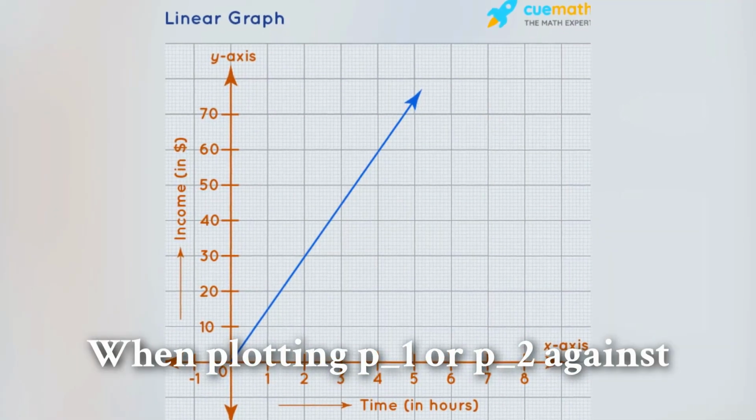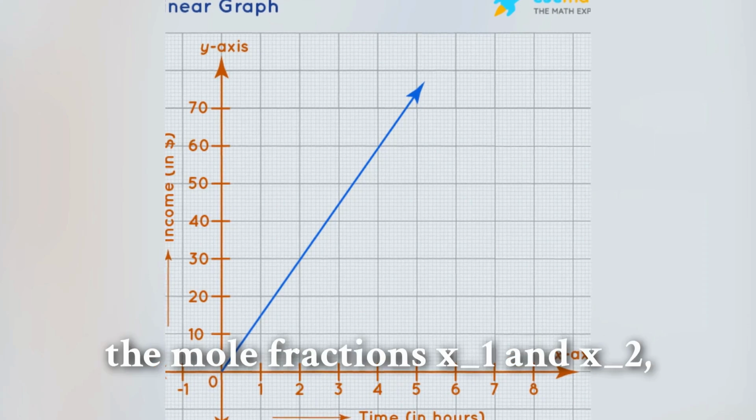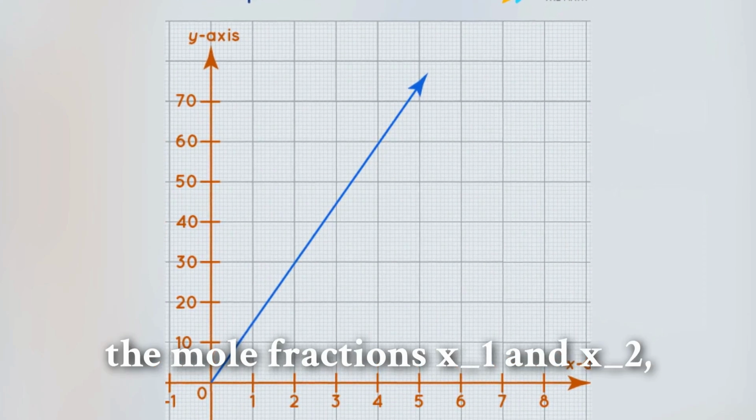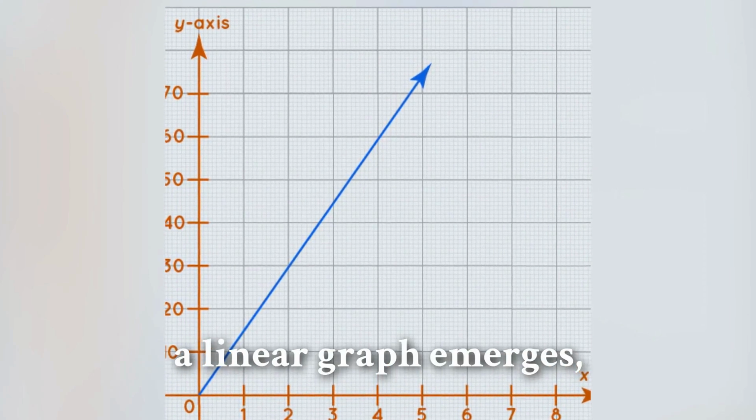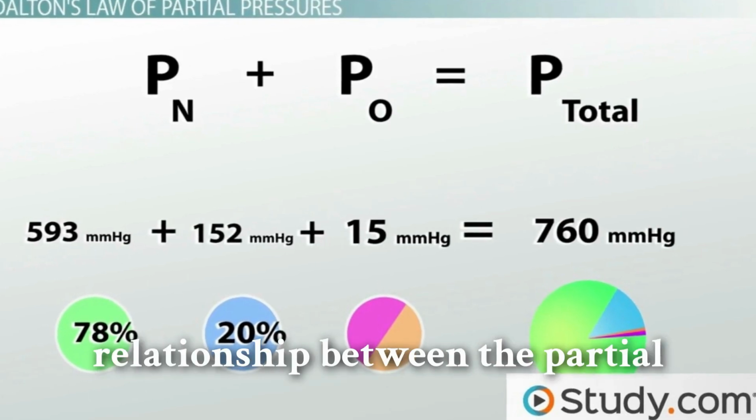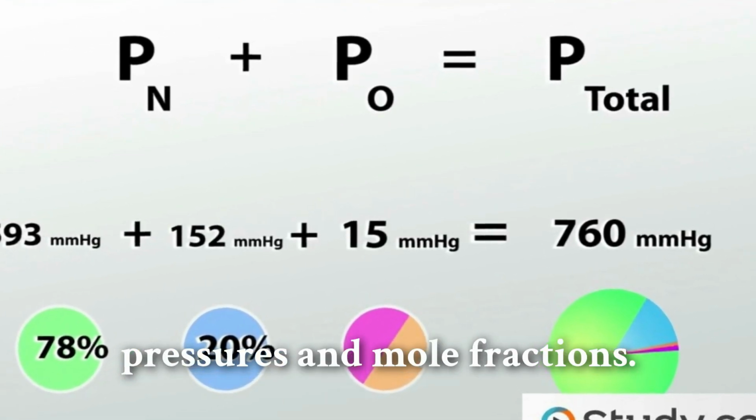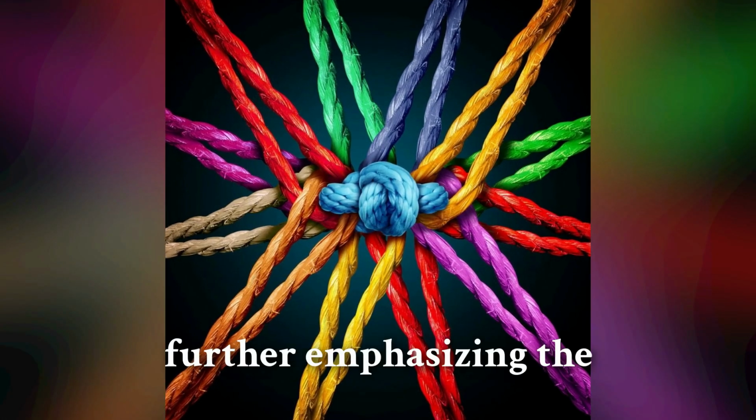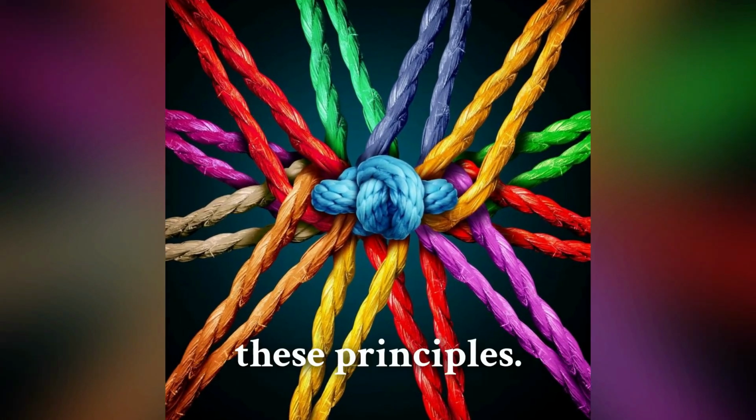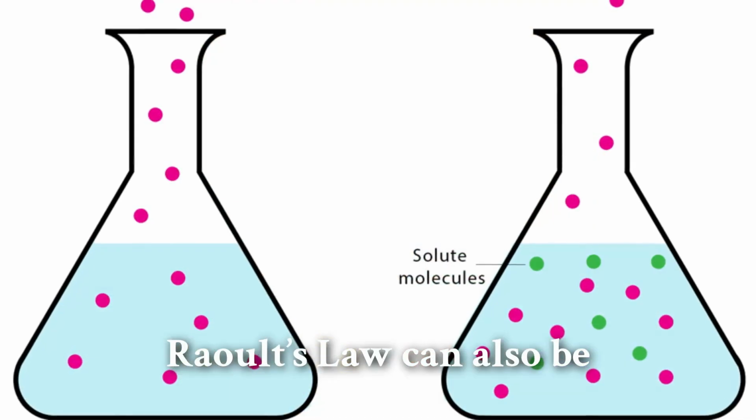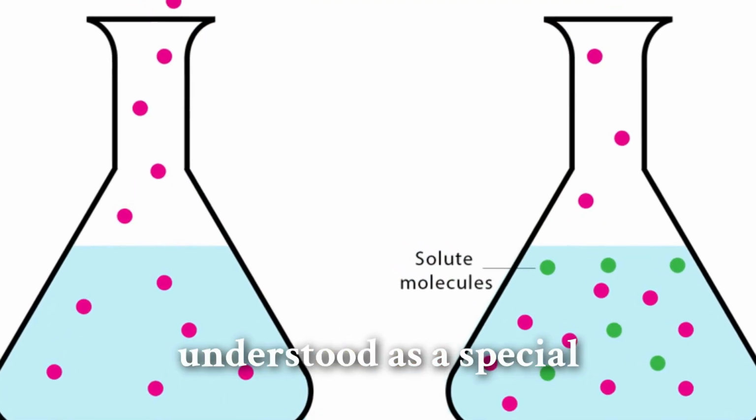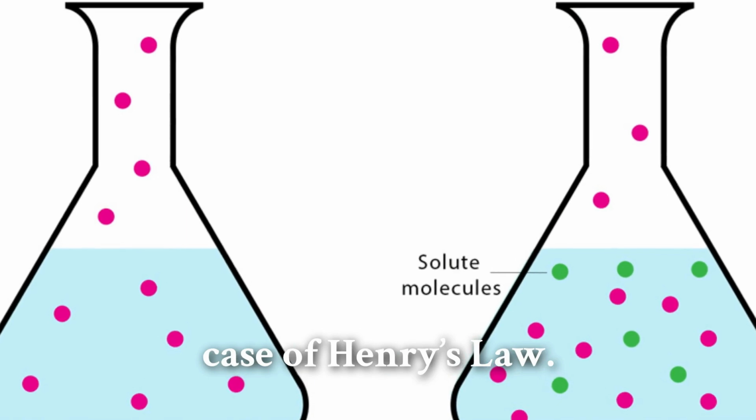When plotting P1 or P2 against the mole fractions X1 and X2, a linear graph emerges, illustrating the direct relationship between the partial pressures and mole fractions. The composition of the vapor phase in equilibrium with the solution is determined by the partial pressures of the components, further emphasizing the interconnectedness of these principles. Raoult's law can also be understood as a special case of Henry's law.